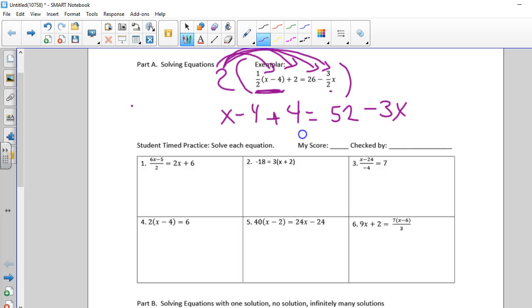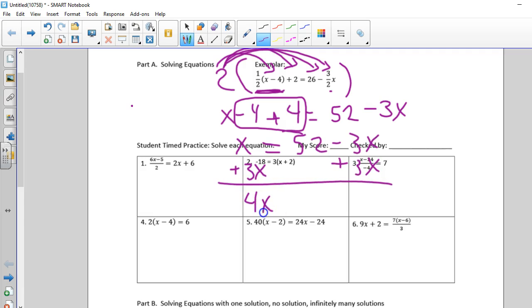We have some constants, numbers, right here that we can use to simplify. So minus 4 plus 4 is 0. And when you have 0, you don't have to show it. It's just x. Bring down the rest, 52 minus 3x. Add 3x to both sides. And you have 4x equals 52. Divide both sides by 4, and you get x is equal to 13.